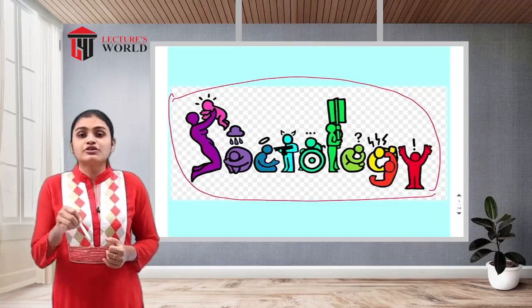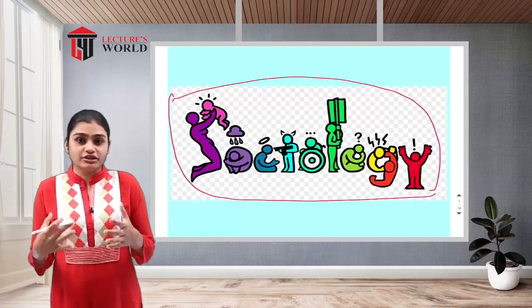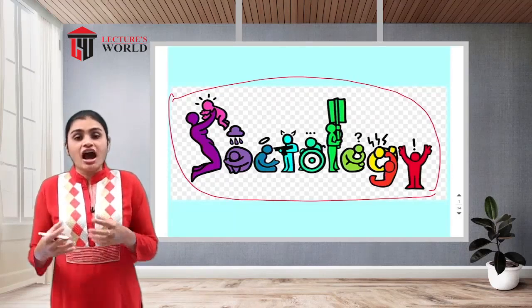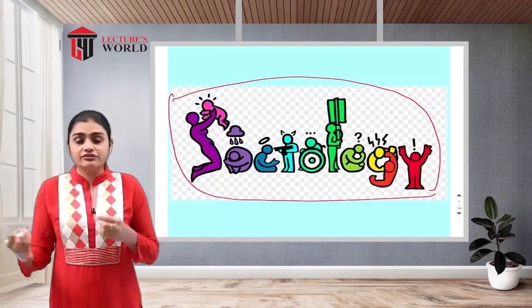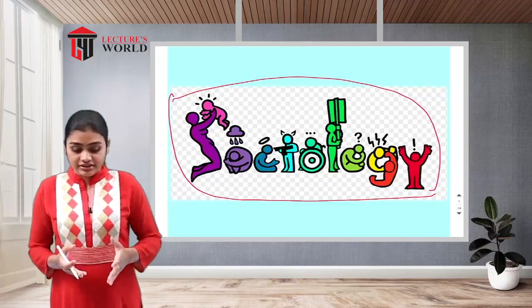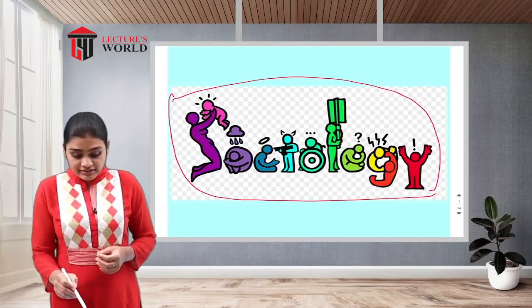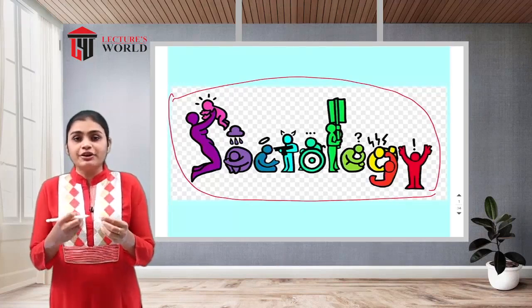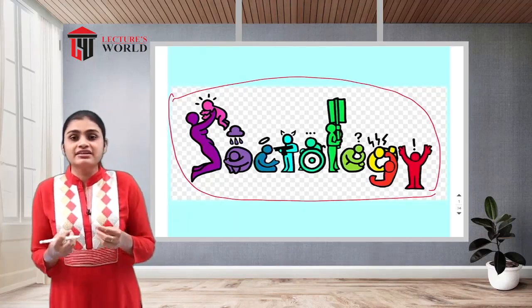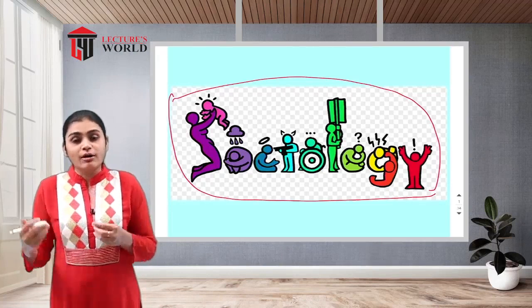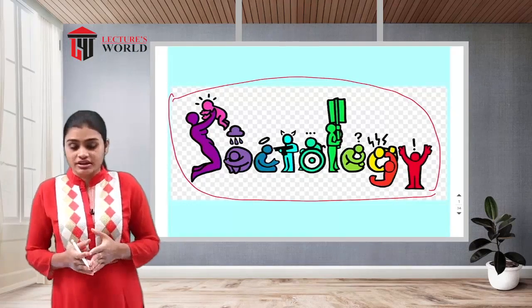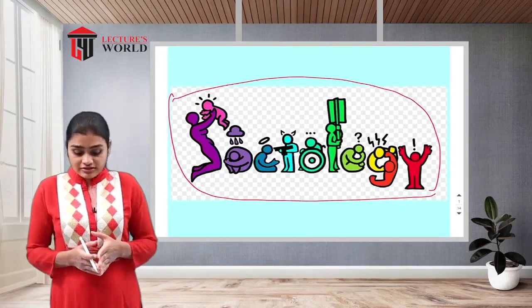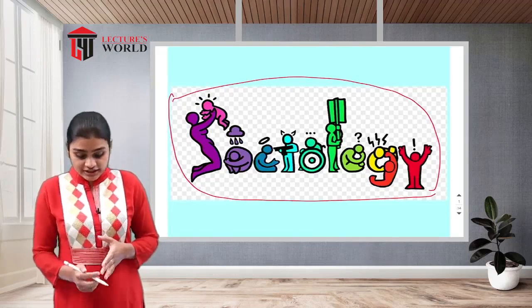About this human behavior we are going to learn in sociology, how they are interacting with each other. You can also see the events, the occurrence of particular events which take place in an individual's life. About those events also we are going to learn. So that is all about what you are going to learn in this subject.